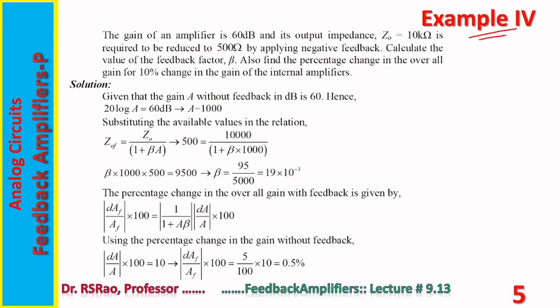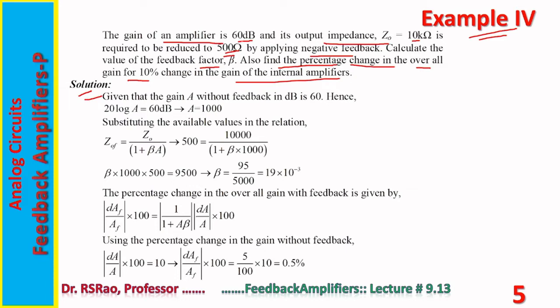Another problem, example 4. The gain of an amplifier is 60 dB and its output impedance is 10K, and it is required to be reduced to 500 ohms by applying negative feedback. Calculate the value of feedback factor beta. Also find the percentage change in the overall gain for a 10% change in the gain of internal amplifiers. Let us proceed to solve this problem.